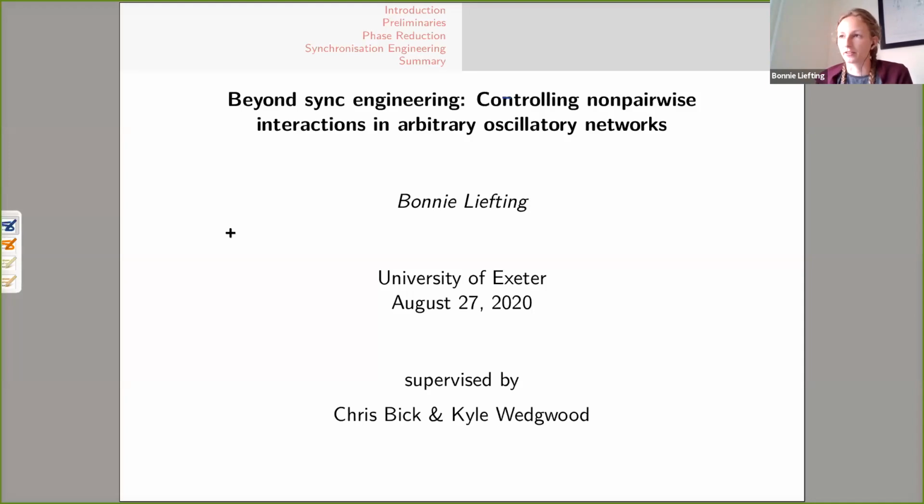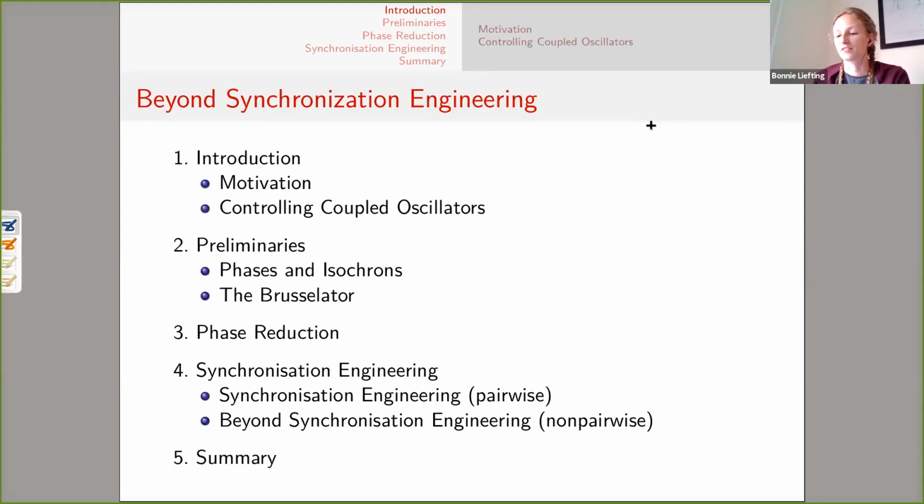So what I'll be talking about is how to generalize something called synchronization engineering. And so with this beyond synchronization engineering, we mean that we generalize this method of controlling oscillators by allowing for non-pairwise interactions in something we'll call target phase model. But I'll explain all of these things in detail.